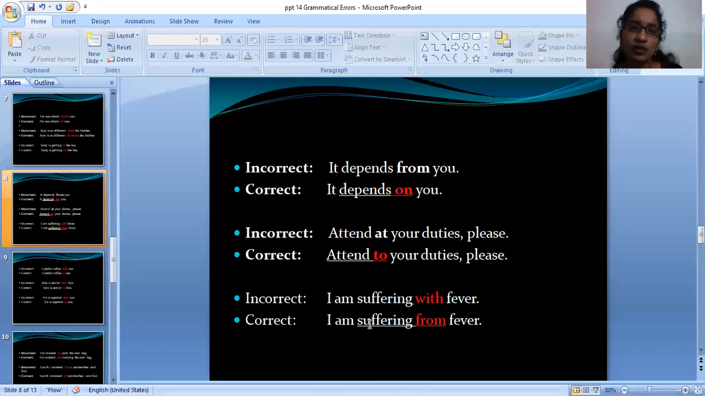So look at the correct sentences in these examples. It depends on you. It's not it depends from you. Attend to your duties. I am suffering from fever. So whenever you use depend, you have to use the preposition on. And whenever you use attend, the preposition you have to use is to.